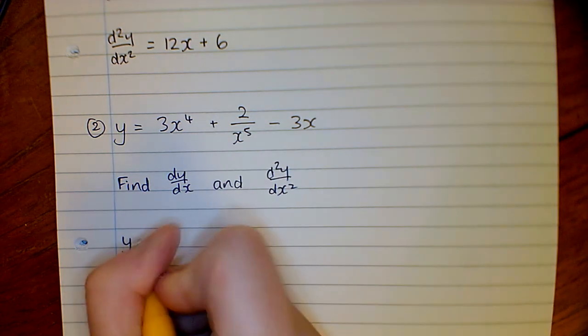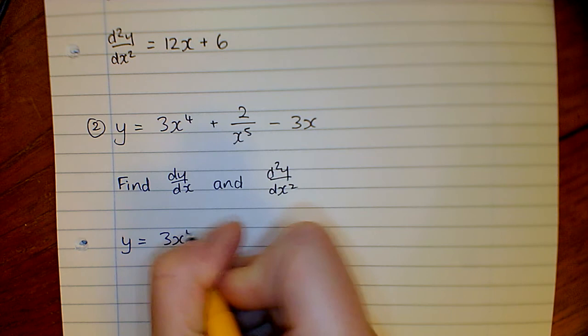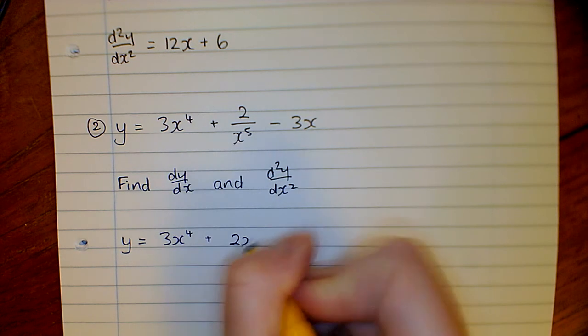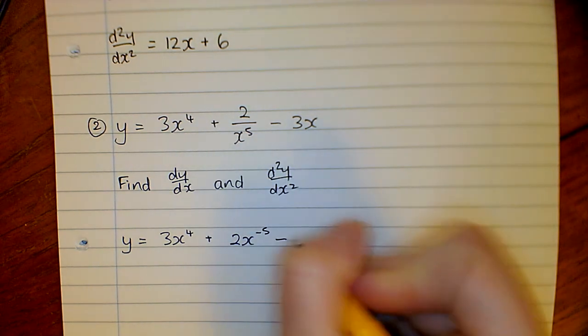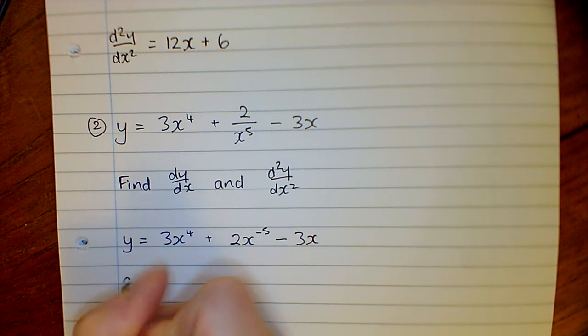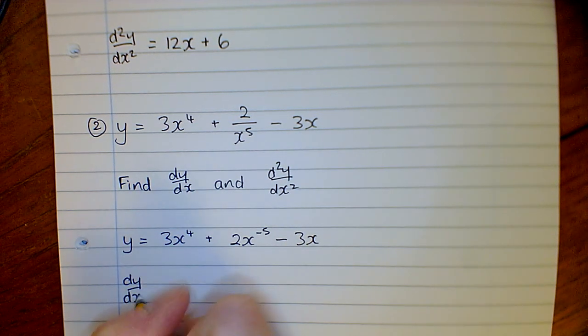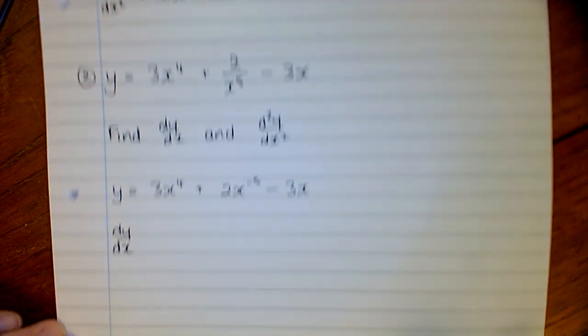So the first thing we're going to do is write this out in the format that we want to use. So bringing x to the power of 5 up to be x to the power minus 5. And now we're going to differentiate for the first time.